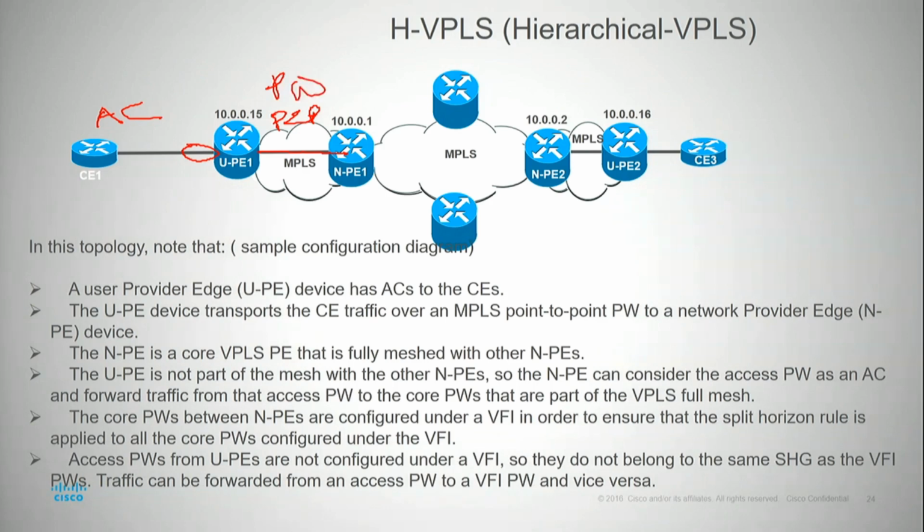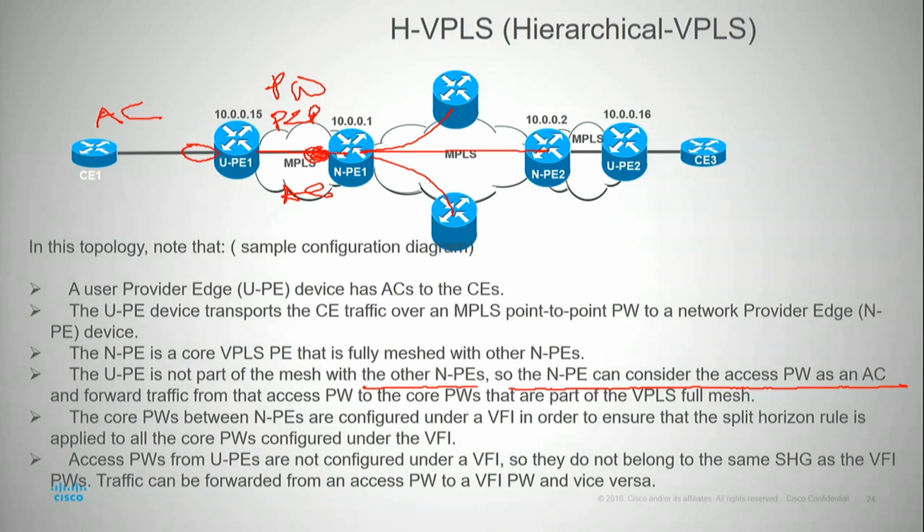The NPE is a core VPLS PE. So this is the core VPLS PE which will have a full mesh with the remaining devices, and it will form multipoint pseudo wires between each device. The UPE is not a part of the mesh. On the other hand, the NPE considers the access pseudo wire as an attachment circuit, and forwards traffic from the access pseudo wire to the core devices that are part of the VPLS.